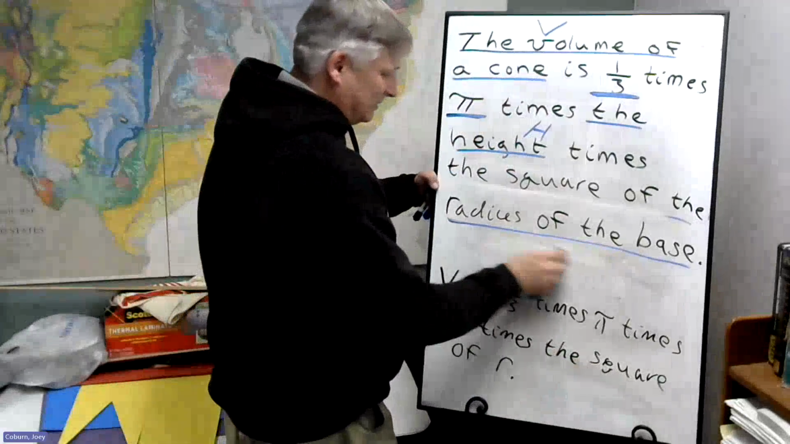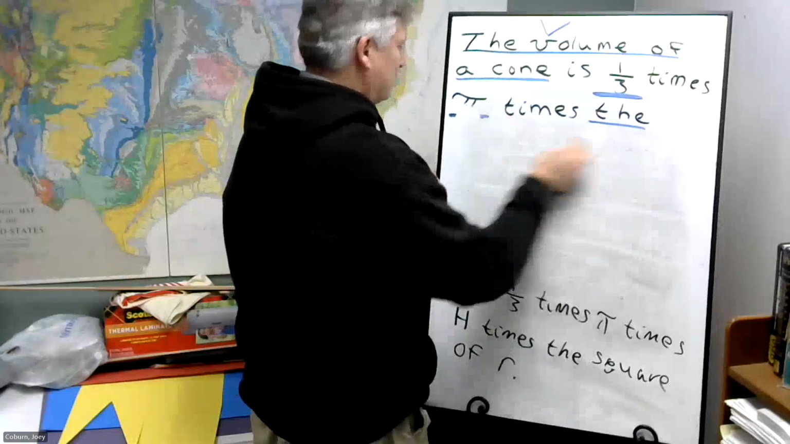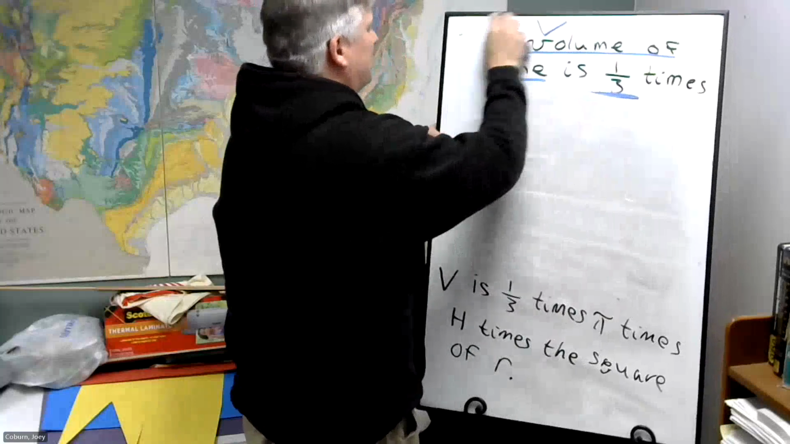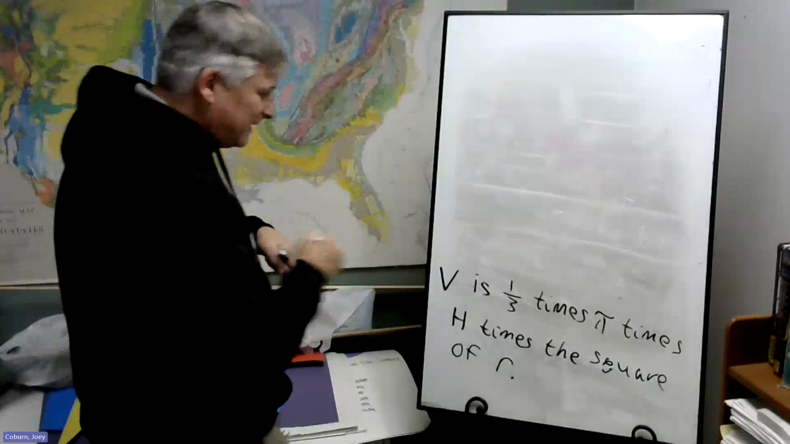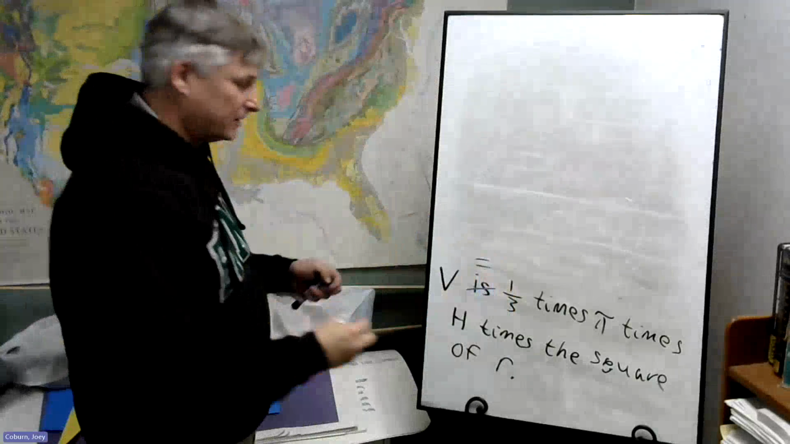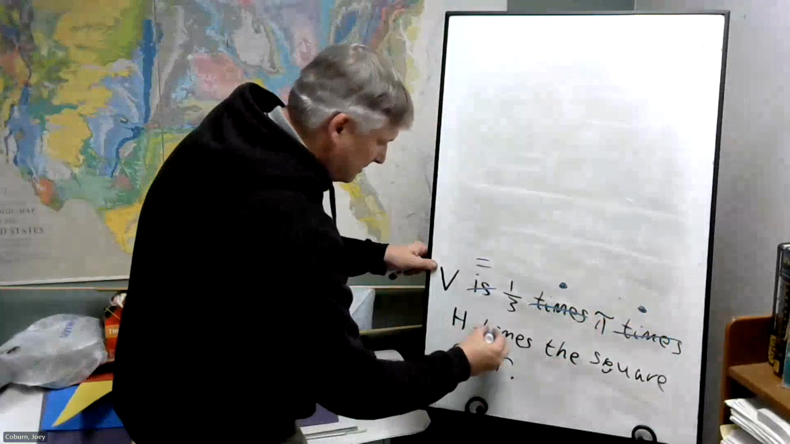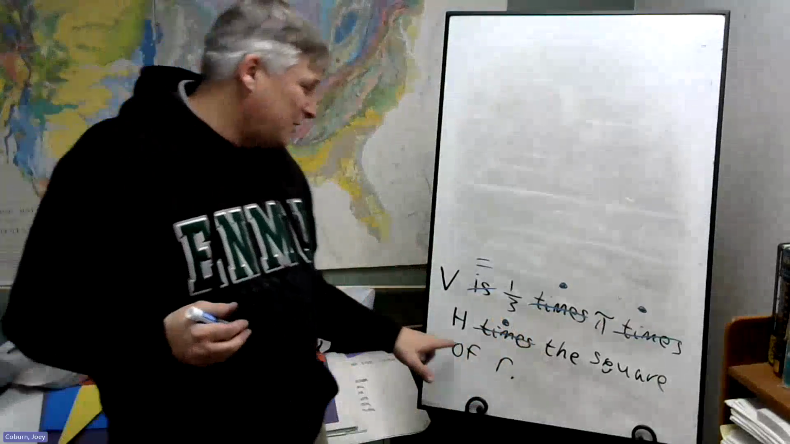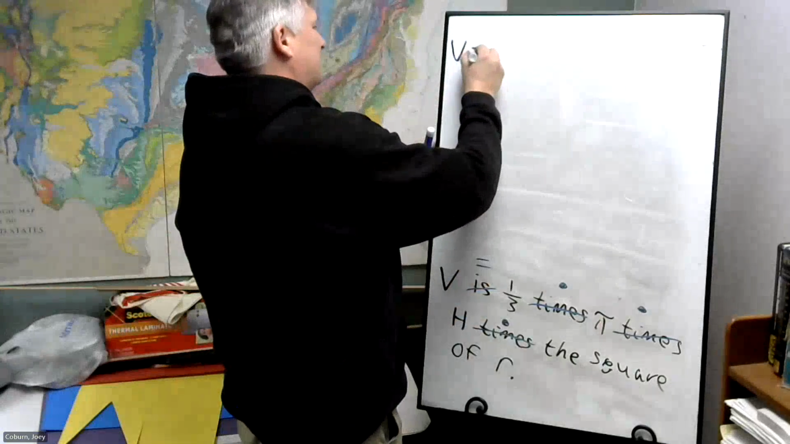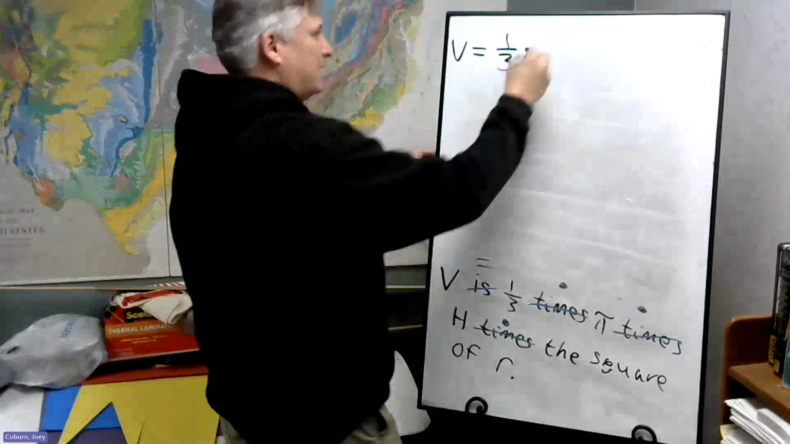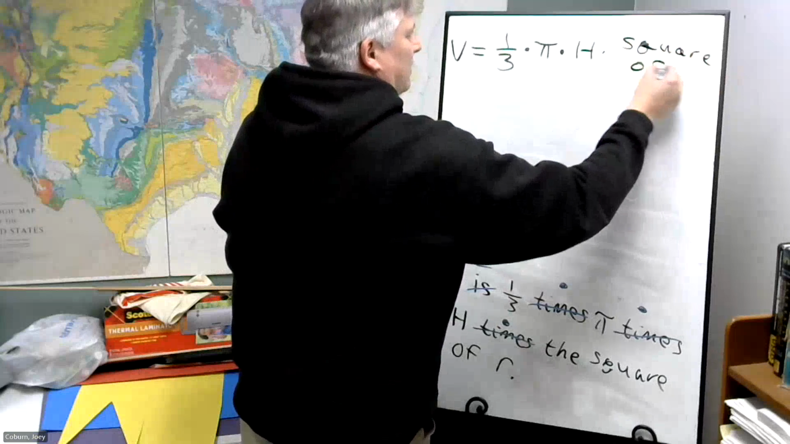So let's translate this a bit. Again, V equals 1/3 times pi times h times, and let's say we're not comfortable with this whole the square of r business yet. Let's back off a bit to get V is 1/3 times pi times h times the square of r.